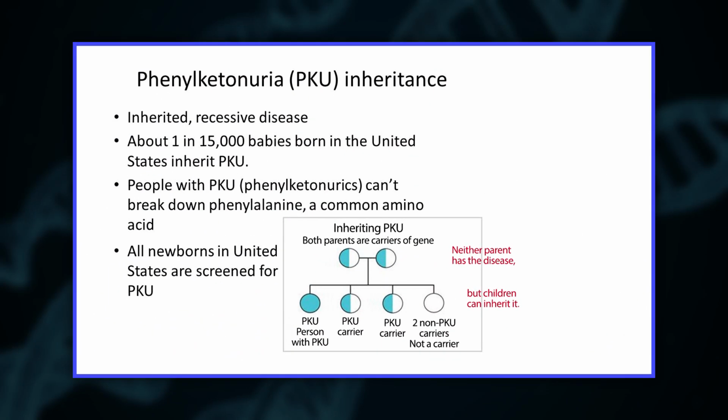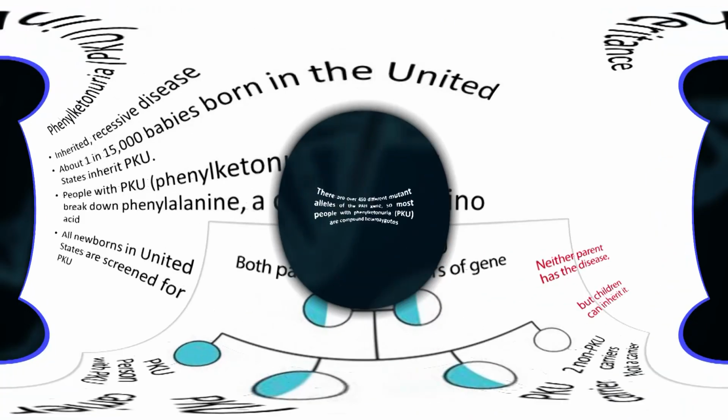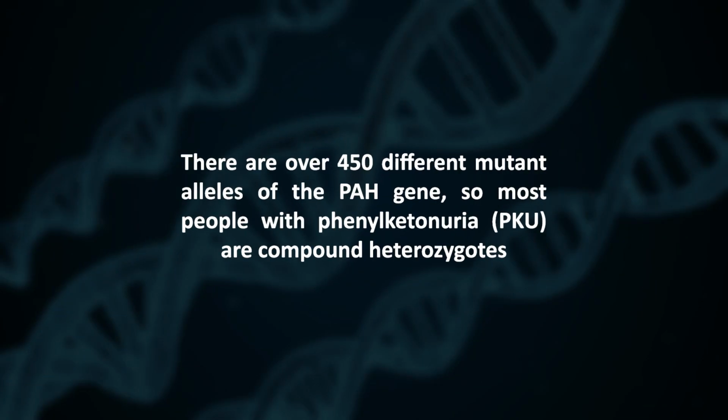Fortunately, this condition is both easy to diagnose and can be successfully treated with a low phenylalanine diet. There are over 450 different mutant alleles of the PAH gene, so most people with phenylketonuria are compound heterozygotes.